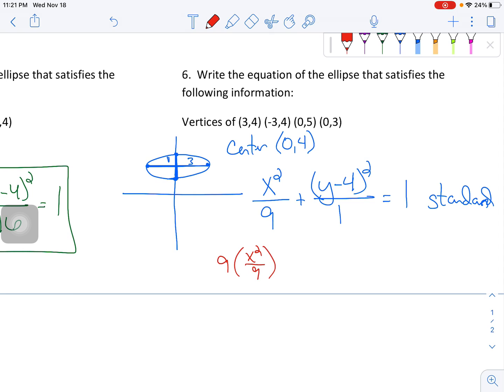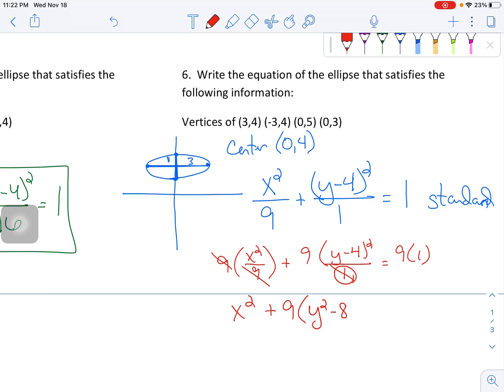is 9. So if I take 9 times x squared over 9 plus 9 times (y minus 4) squared over 1, and I'm going to take 9 times 1. All right, so 9 over 9 will cancel out, just leaving x squared, plus this denominator of 1 I don't have to worry about. Dividing by 1 doesn't do anything. So I'm just going to multiply out (y minus 4) squared. So y squared minus 8y plus 16. 9 times 1 is 9.